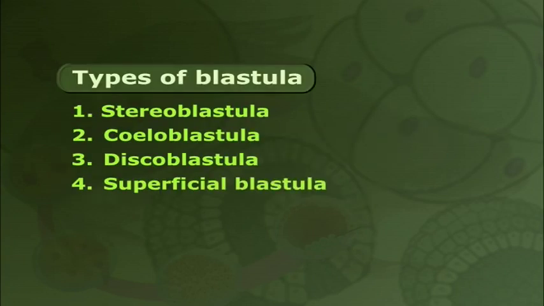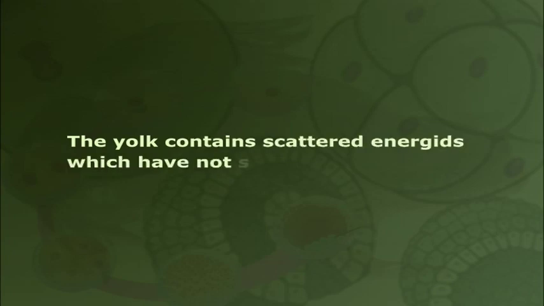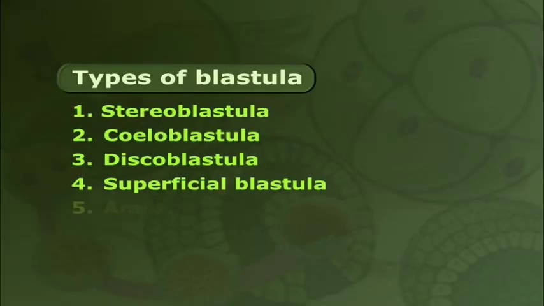Fourth, superficial blastula. It develops from centrolecithal egg by superficial cleavage in insects. It consists of a single layer epithelium, the blastoderm, enclosing yolk instead of blastocoel. The blastocoel is absent. The yolk contains scattered energids which have not shifted into periplasm. There is a cluster of pole cells at the posterior pole. These cells are formed by cleavage from the pole plasm after it receives some energids. Fifth, amphiblastula. It is formed of two types of structurally different blastomeres.